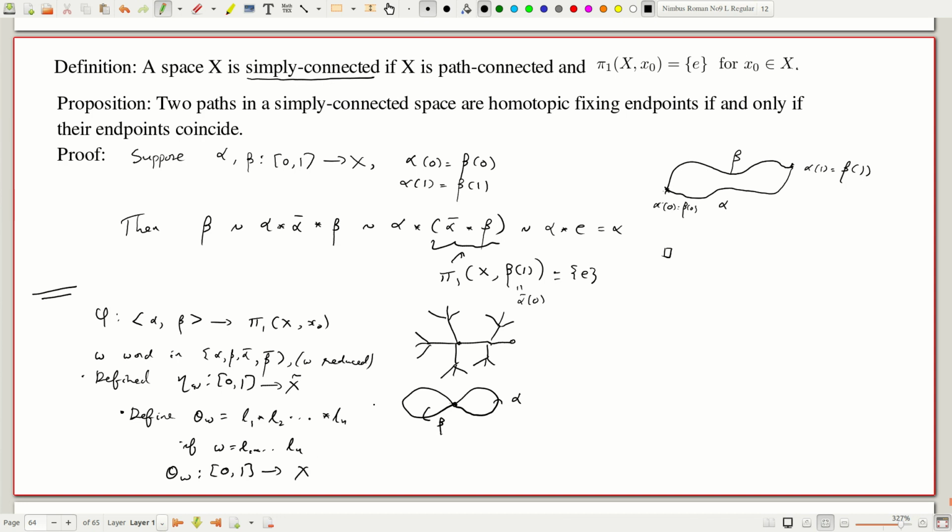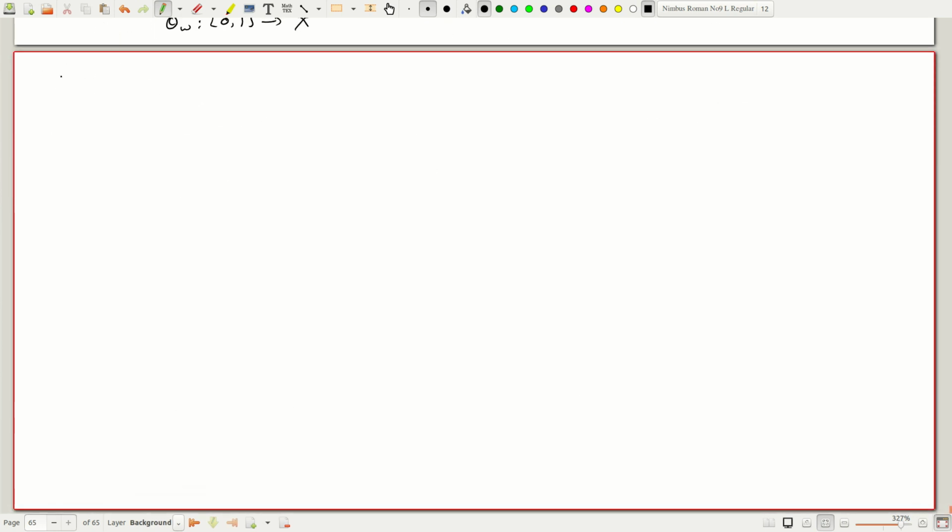So for example, if W was alpha alpha beta, then theta W just goes around this twice and then goes around beta once, while eta W goes around here twice and then goes up to this guy. It's here. Okay, from this description you can immediately see something, right? So remark, eta W, which is theta W tilde, is the lift of W starting at E.